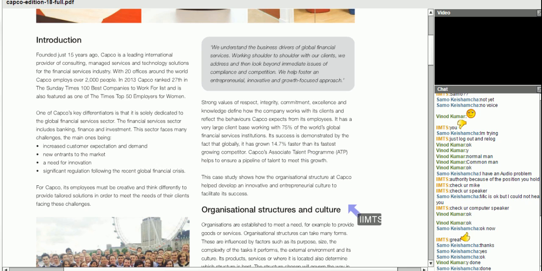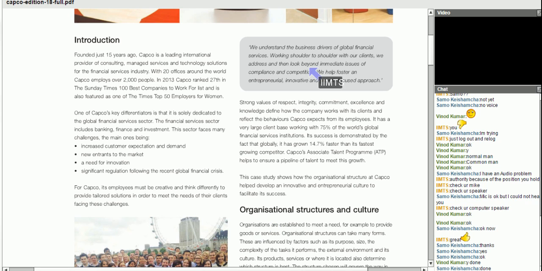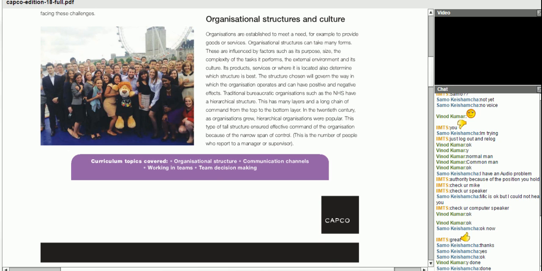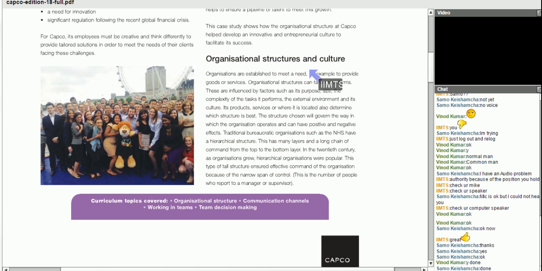Okay. So this case study shows how the organizational structure at Capco helped develop an innovative and entrepreneurial culture to facilitate its success. Okay. So now you can read. Organizational structures and culture.